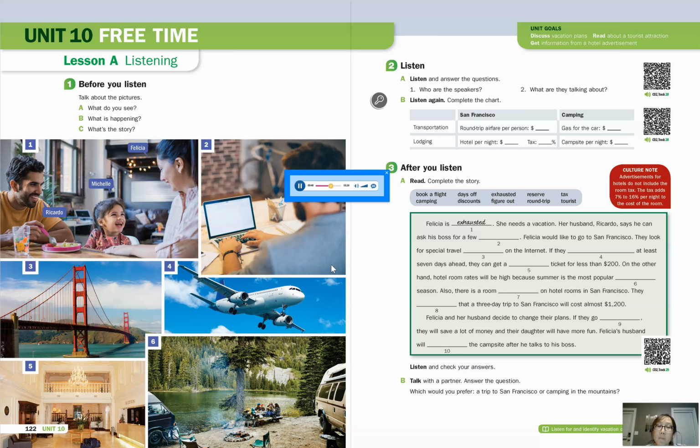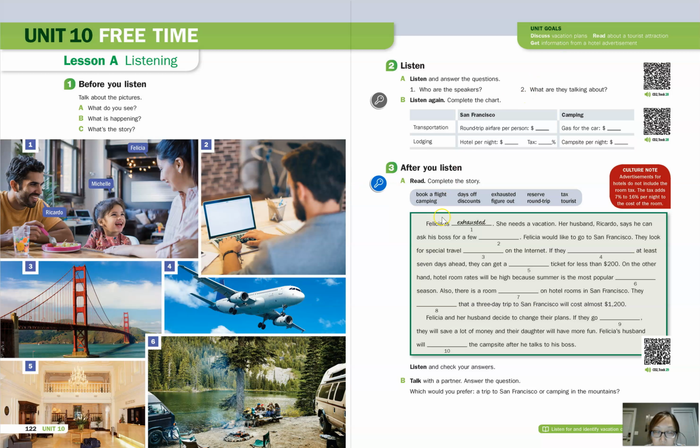They figure out that a 3-day trip to San Francisco will cost almost $1,200. Felicia and her husband decide to change their plans. If they go camping, they will save a lot of money and their daughter will have more fun. Felicia's husband will reserve the campsite after he talks to his boss.